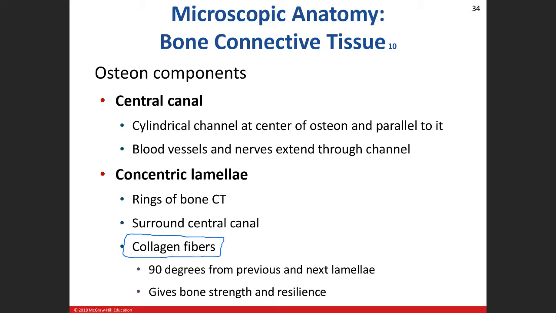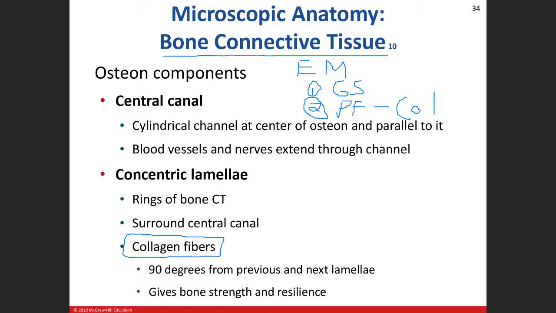Because remember, like the slide says here, bone connective tissue is made up of cells and extracellular material. That extracellular material, the EM, is broken down into two parts. I said it last class: GS, which is ground substance, and protein fibers. I'll just write it as PF. And that's where our collagen is found. Okay, good so far? Not too bad?